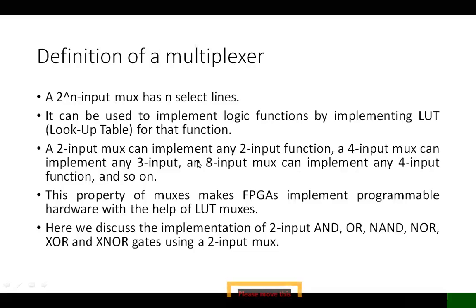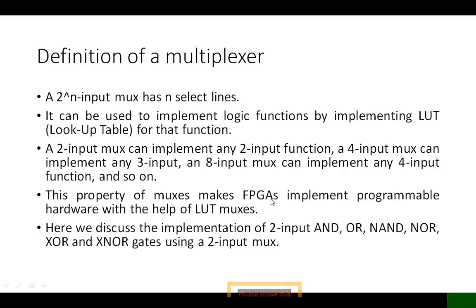So what we are going to see are AND, OR, NAND, NOR, XOR, XNOR using MUX. Sir, what is FPGA? FPGA is field programmable gate arrays. Just make note of it.